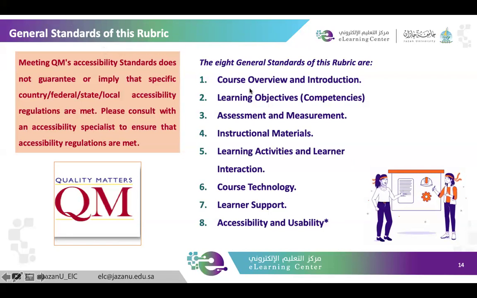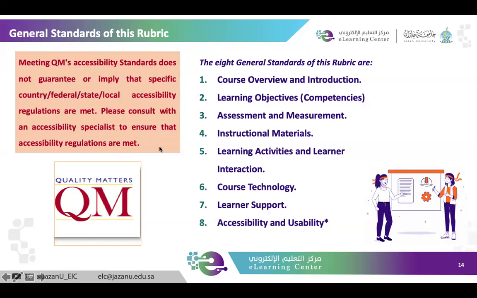So here are the 8 general standards of the rubric: the course overview and introduction, learning objectives, assessments and measurements, instructional materials, learning activities and learner interaction, and the course technology, learner support, accessibility, and usability. One point on accessibility and usability: meeting the QM's accessibility standard does not guarantee or imply that the specific country, federal, state, or local accessibility regulations are met. Please consult with an accessibility specialist to ensure that the accessibility regulations are met.